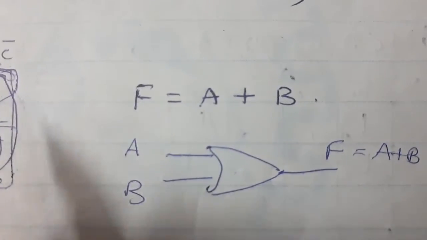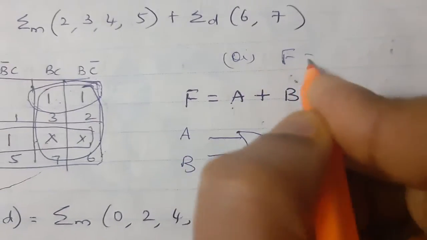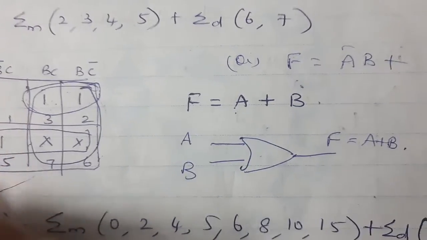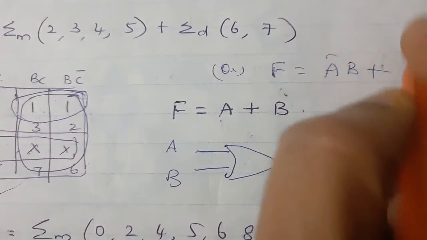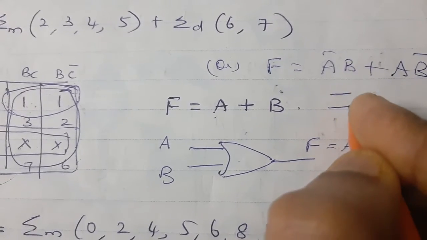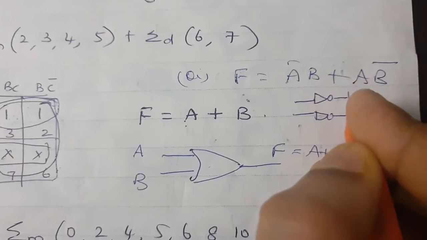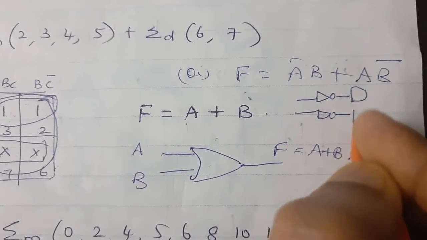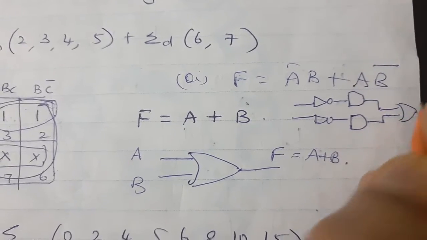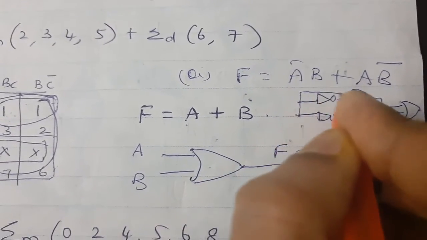If I don't use the don't care, what will the answer be? If I don't use the don't care, the answer will be A bar B plus, if I again combine this one, it will be A B bar. The answer will be nothing but A plus B. You put a NOT gate, you put a NOT gate, you put one AND gate, we put an AND gate, then we have to use an OR gate. Okay, this is how you do it.